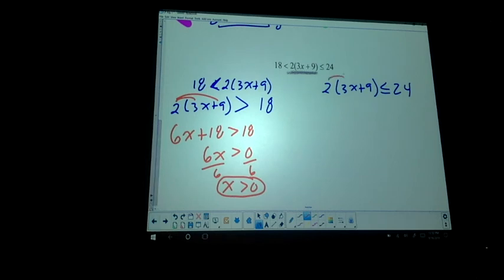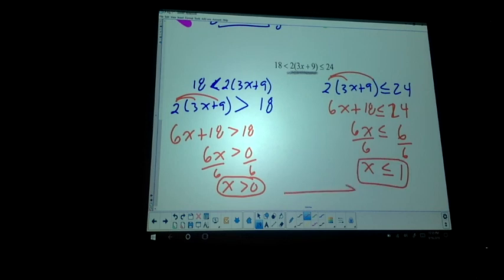Let's do the same thing here. I'm going to distribute here. So I get 6x plus 18 is less than or equal to 24. Subtract 18 from both sides. So 24 subtract 18 is 6. Divide both sides by 6. 6 over 6 is 1. I love it.